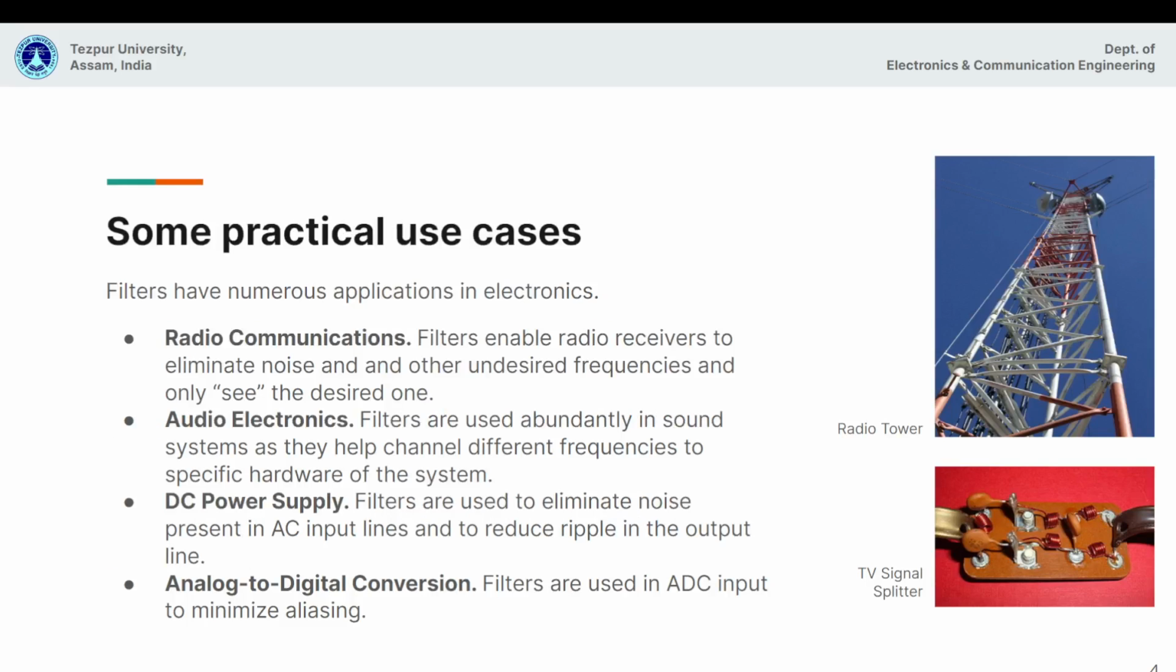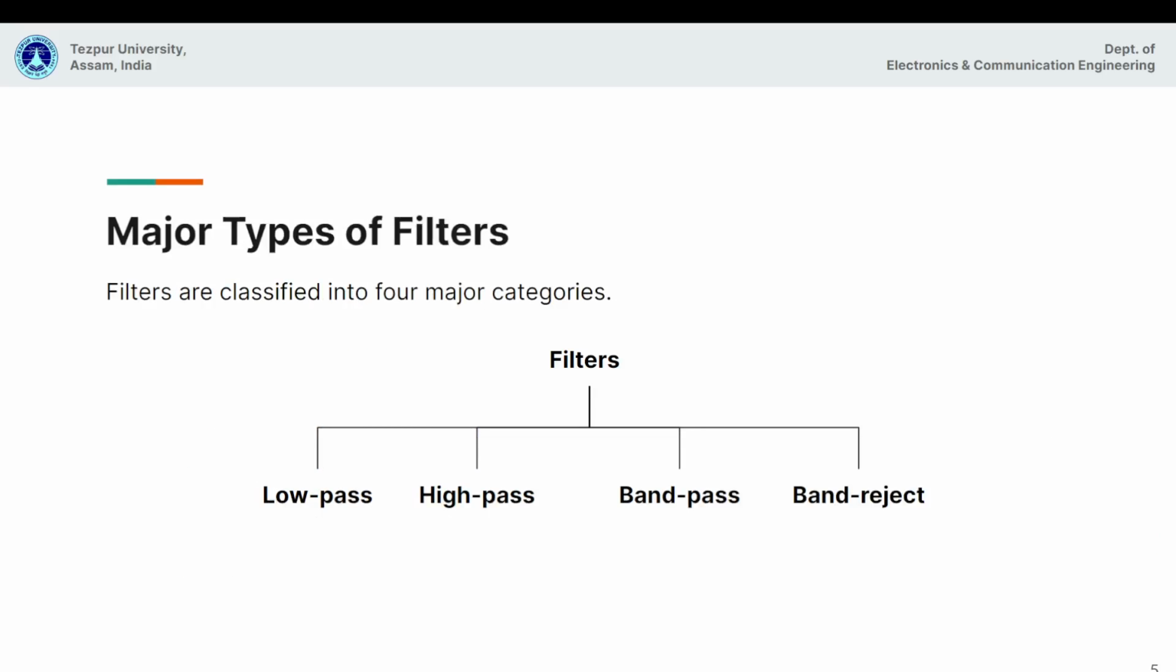These are some practical uses of filters. Filters are used in radio communication, audio electronics, DC power supply, analog to digital conversion. Filters can be classified into four types. They are low pass filter, high pass filter, band pass filter, and band reject filter.